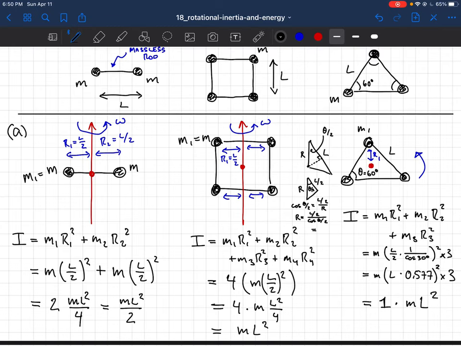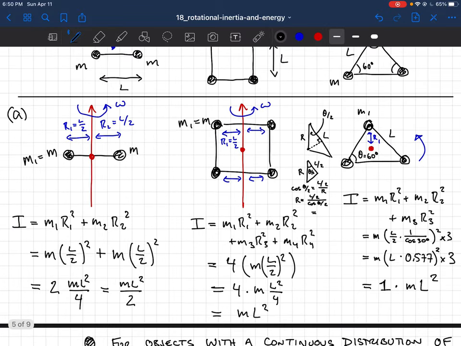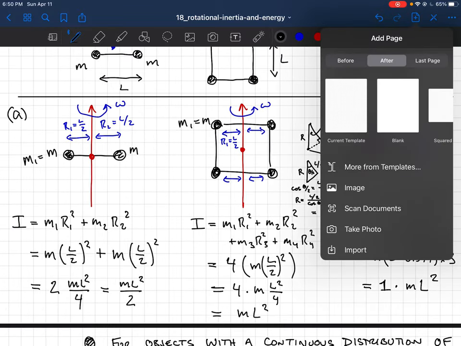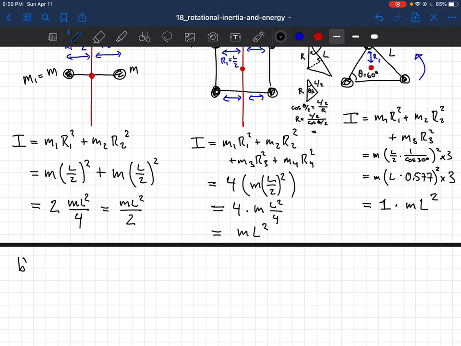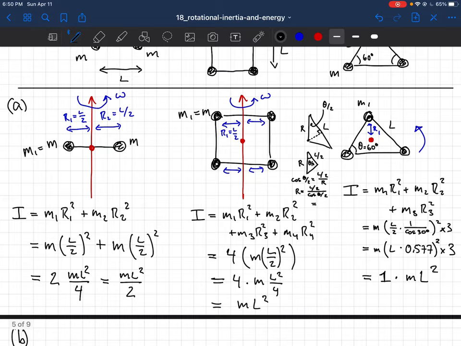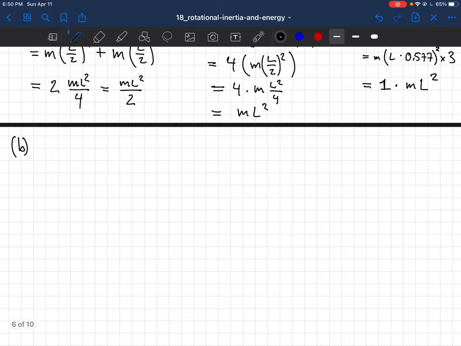Okay, so that's the first part. That was to use axes that pass through the center of mass. And now we're going to do a second part, which I guess I need to add myself a page. So the second part, we will let the axis go through two of the objects. That's what we were asked. So in the first case, we have this little guy. And now we need to take an axis and draw it through both of these masses. And therefore, the axis must look like this. So we have an omega that spins around, and the rod is just spinning like this.